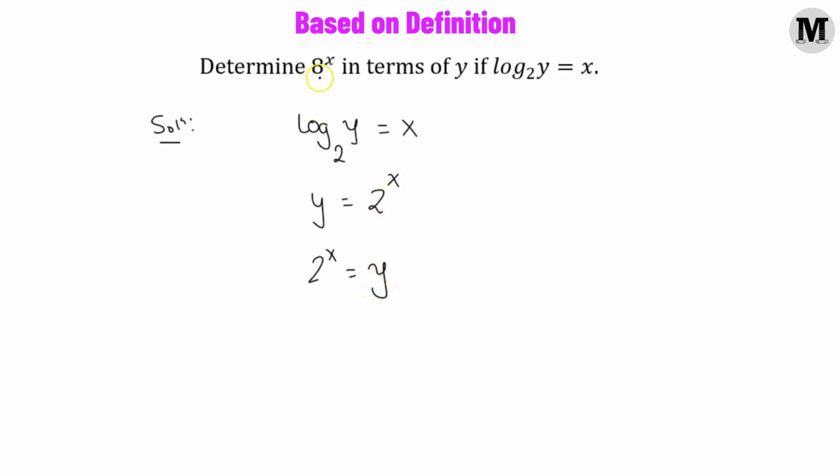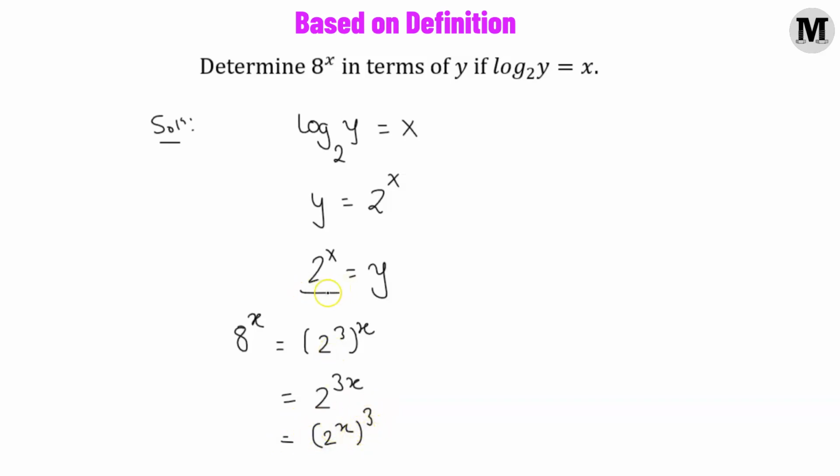Now what do we have to do? We have to determine the value of 8 raised to the power of x. So let's begin from 8 raised to the power of x. So 8 is 2 multiplied by itself 3 times. That means we can write 8 as 2 cubed. Now if we use the law of indices, then 2 raised to the power of 3 whole raised to the power of x is simply 2 raised to the power of 3x. Or we can rewrite it as 2 raised to the power of x whole raised to the power of 3.